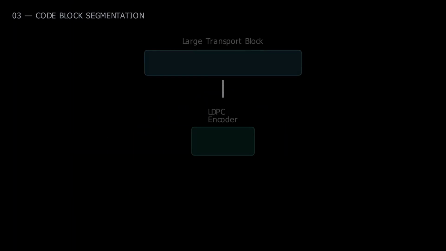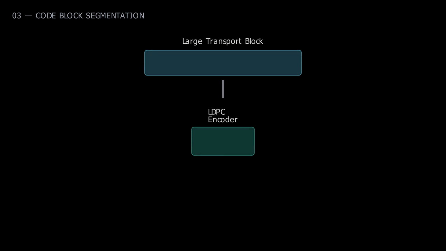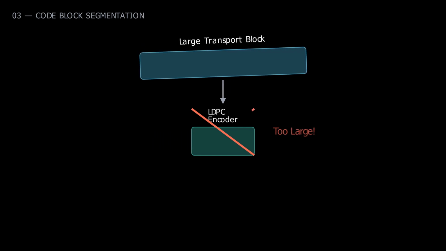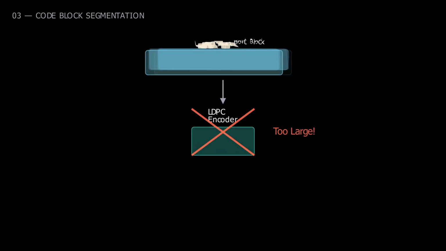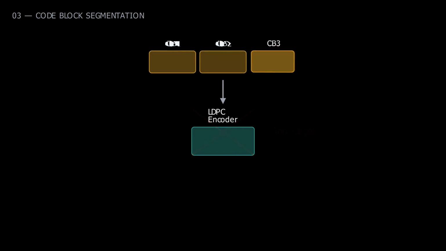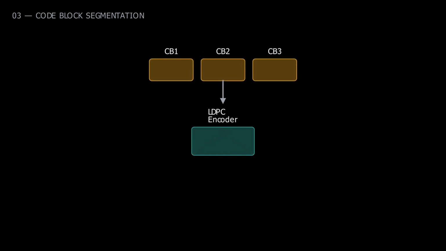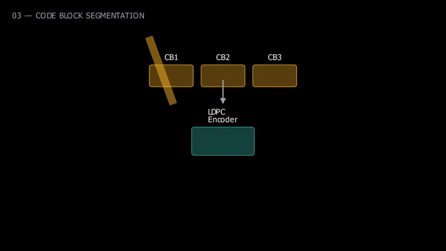After CRC attachment, transport block is ready for channel coding. Can we directly feed it into the LDPC encoder? Not always. LDPC encoder only supports a limited code block size. A larger transport block simply cannot fit. Instead, the transport block is divided into multiple smaller code blocks. This process is called code block segmentation. Only after segmentation, each code block can be encoded independently using the LDPC encoder.